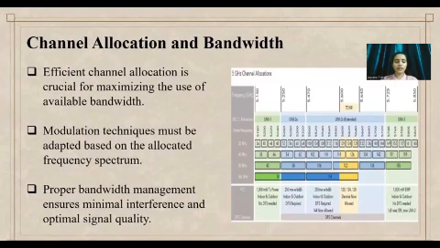Channel allocation and bandwidth. Efficient channel allocation is crucial for maximizing the use of the available bandwidth. Modulation techniques must be adapted based on the allocated frequency spectrum, and proper bandwidth management may ensure minimal interference and optimal signal quality.